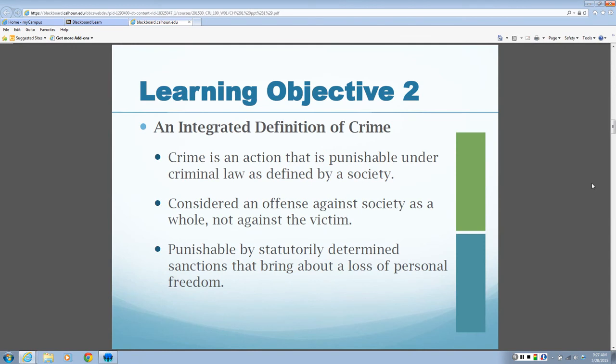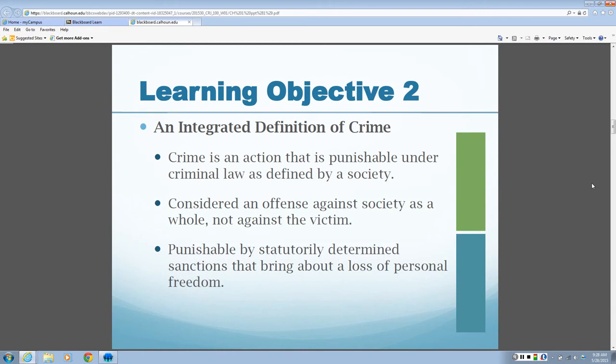And you've got here on the slide basically what's considered an integrated definition of crime, or several different definitions of crime. Basically, it's anything that the society says is not okay behavior. It is something you can be punished for because we have a law against it. It can be an offense against a person. It can also be an offense against society as a whole. You don't have to have an actual victim. For example, prostitution is considered a victimless crime.